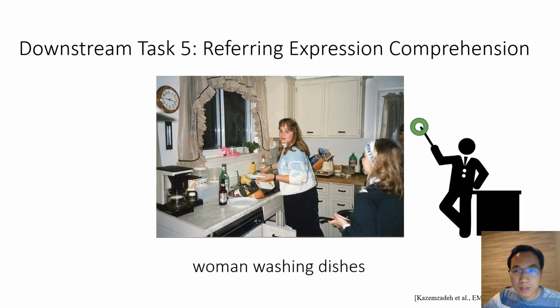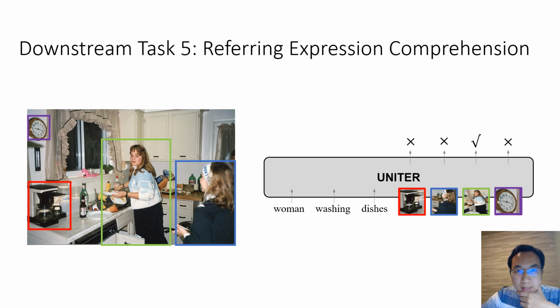For referring expression comprehension, given an image and a sentence or a phrase, we ask the model which object is being described. In this case, we need the model to predict the region, which is the region pointed out by the green circle. So basically, the UNITER model can also be adapted for this task.